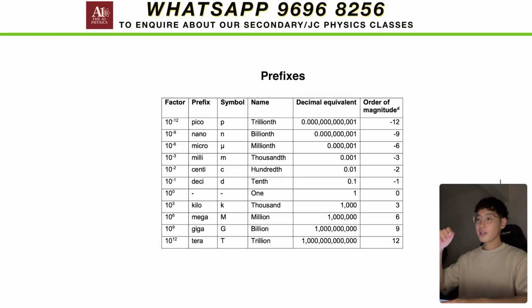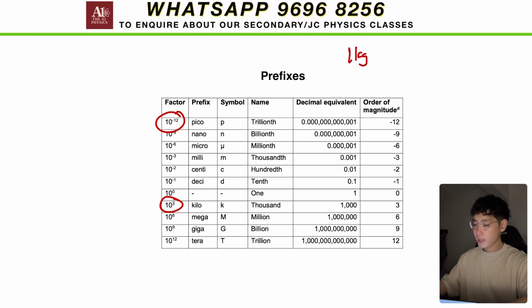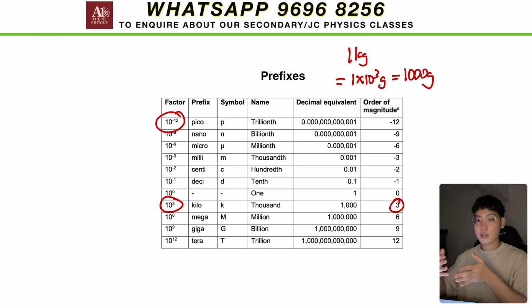Right, so over here is a list of prefixes that are tested in A-level physics. I think the only difference with O-level physics is this extra addition of pico. Right, so what are prefixes? Basically, if I say something is 1 kilogram, because kilo has a power of 3, we say that 1 kilogram equals 1 times 10 to the power of 3 grams equals 1000 grams. Right, you just add the prefix behind the number.